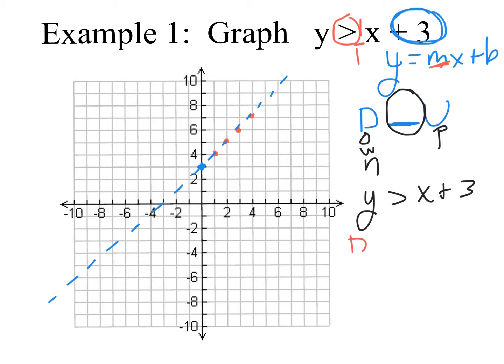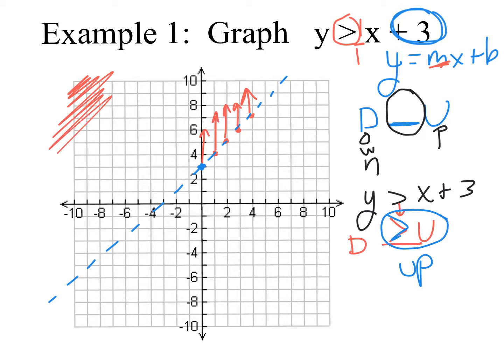Now if I throw "duh" underneath this and bring this inequality symbol down, you will notice that the inequality is pointing to the U, which means we are going up. From my line, from my points, I'm going to be shading in this direction, shading up. So that is the side of the line we're going to shade. So we're going to cover all this up.